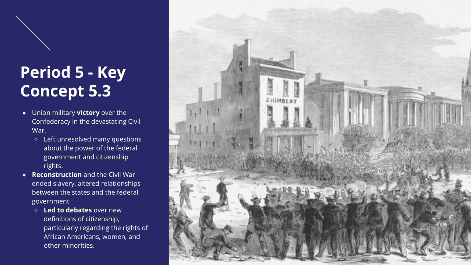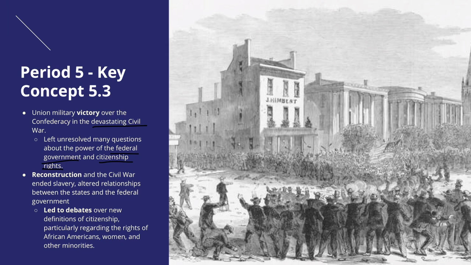All right, so now we have key concept 5.3, and we're going to see that the Union military has a victory over the Confederacy in this really devastating civil war, right? We're going to see many unresolved questions about what the power of the federal government looks like. And we still haven't really figured out citizenship rights issues either. We're still kind of up in the air about this. Not many people have totally made up their mind about what they're going to do with this. So it's still for sure very uncertain.